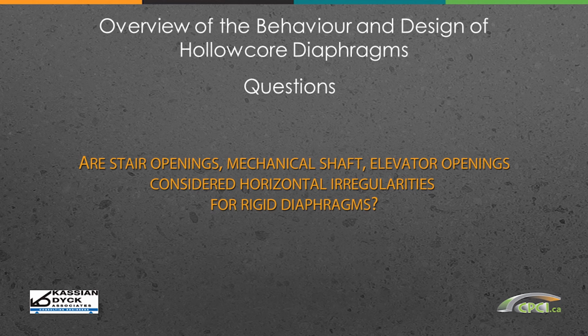I had a question at stair openings, mechanical shaft, elevator openings. Are they considered horizontal irregularities for rigid diaphragms? I would definitely say yes. Any opening in a diaphragm is an irregularity. I guess you need to look at the size of that opening and effect on the design, how big it is and where it's located, and use your judgment whether that would be considered a horizontal irregularity for the building code requirements or not.